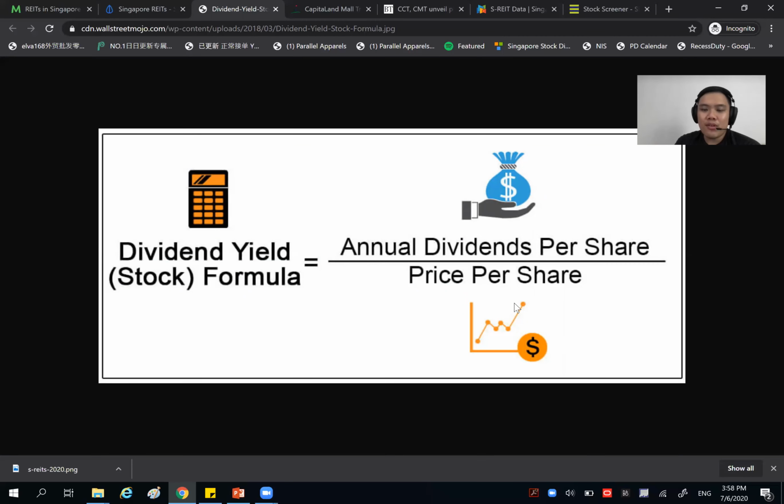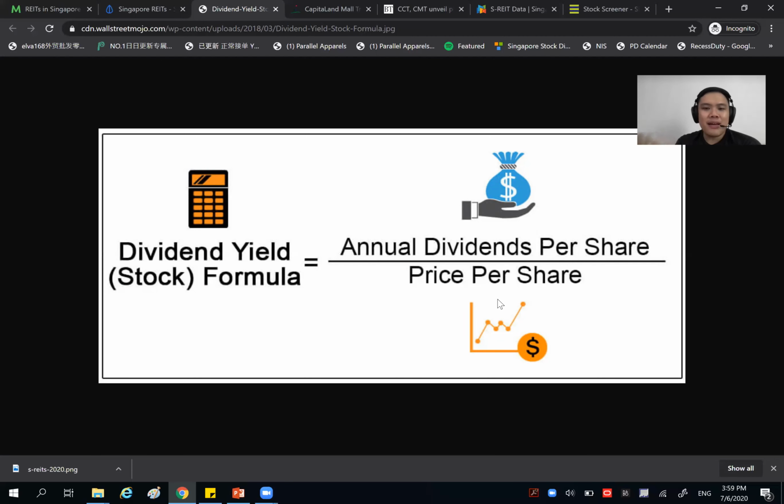For example, Capital Mall Trust, the example that I'm going to use later, say that it's trading at a price of $1. I enter with 1,000 shares, which equates to me spending $1,000. And the company actually declared a dividend of 10 cents, which means if I were to take the 10 cents divided by the price per share, I will be receiving a 10% dividend yield.